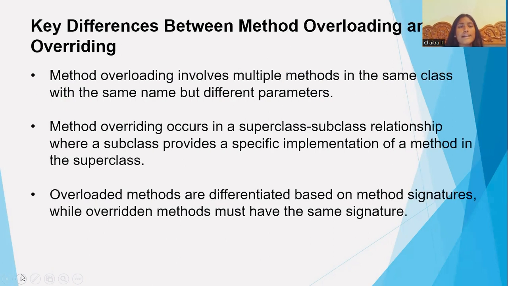Let us see the key differences between method overloading and method overriding. Method overloading involves multiple methods in the same class with the same name but different parameters. Method overriding occurs in a superclass-subclass relationship where a subclass provides a specific implementation of a method in the superclass. Overloaded methods are differentiated based upon the method signatures, while overridden methods must have the same signature.